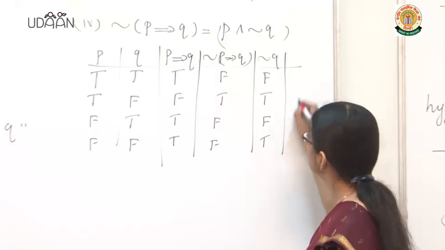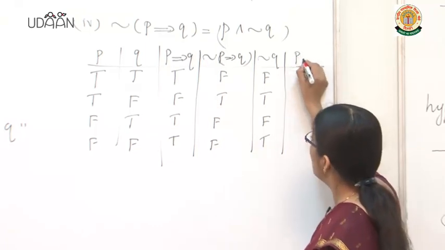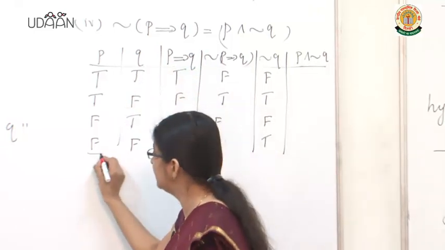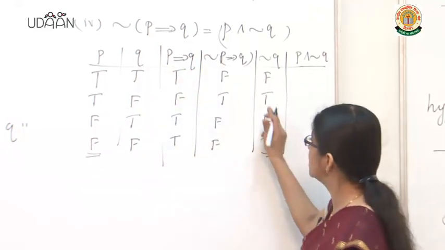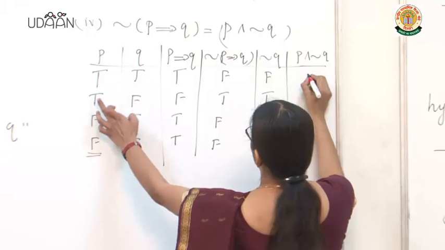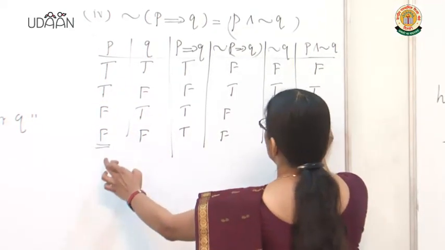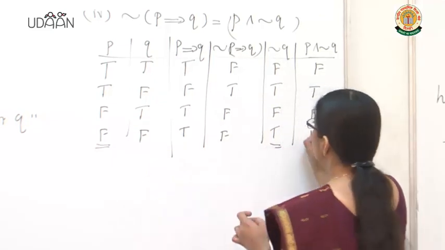One more column, that is P and negation of Q. Column, you have to look and do. P is this, negation of Q is this. P and negation of Q: it is false, then true, then false and again false.